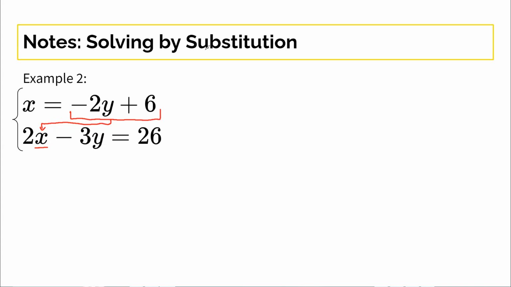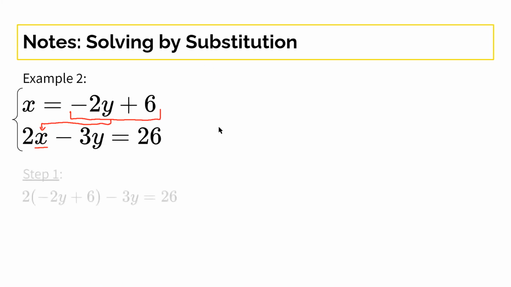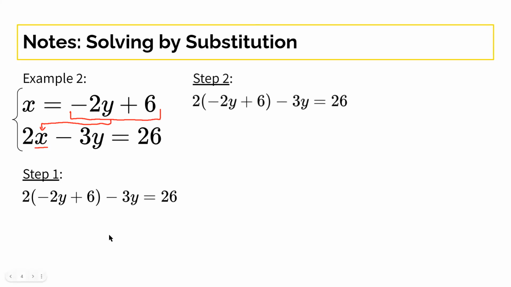So let's take a look at what that looks like. For step 1, our new equation becomes 2 times, and then in parentheses, -2y plus 6 minus 3y equals 26. And we can see the only difference is that x has been replaced by the expression from that first equation. Second step is to solve that equation for y. Solve it for the variable that's left.